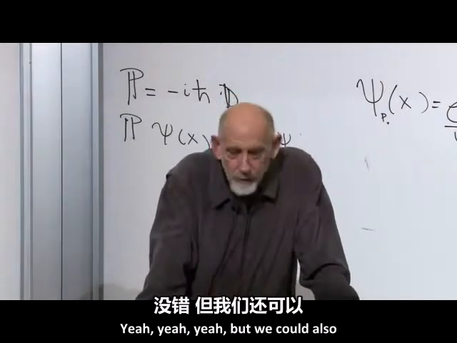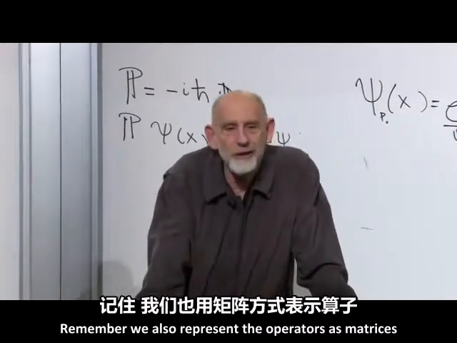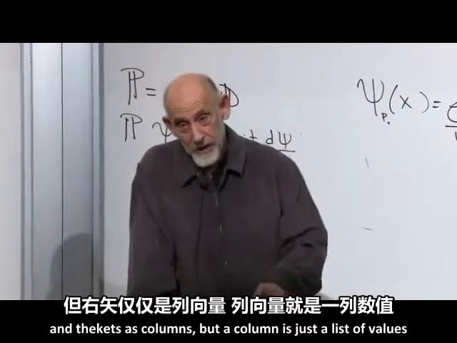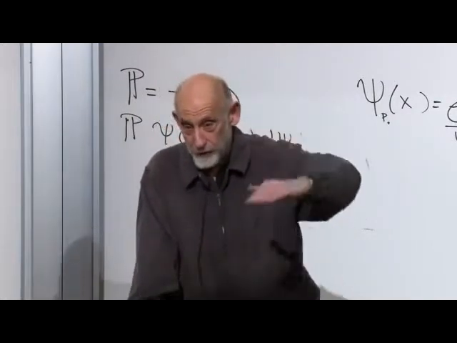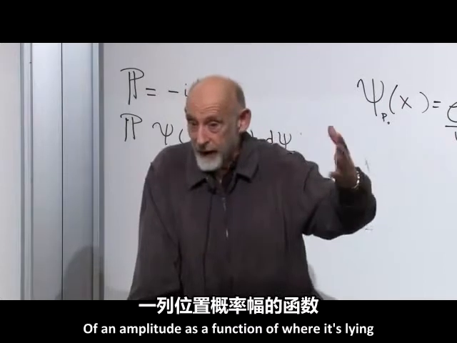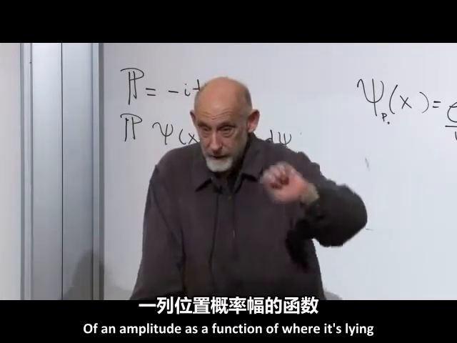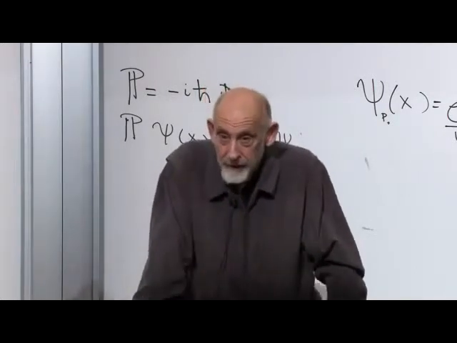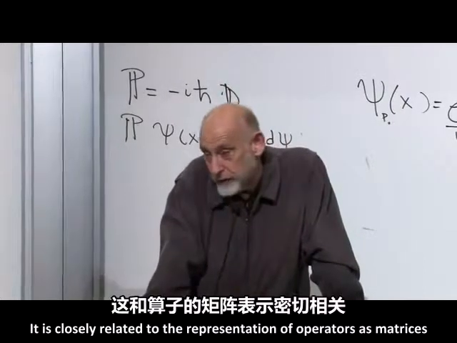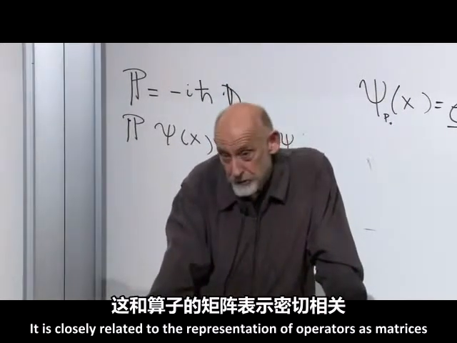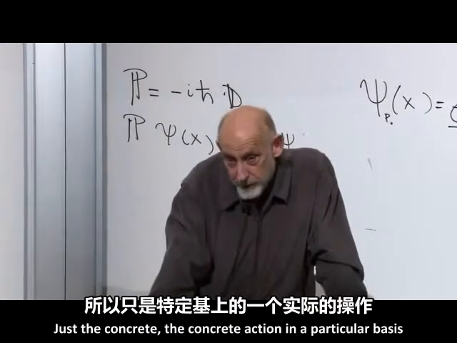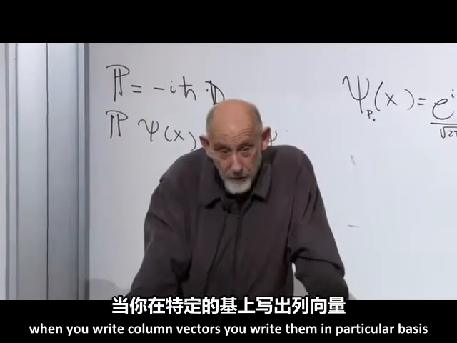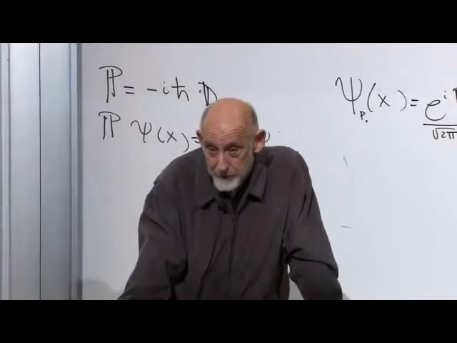Yeah, but remember we also represent the operators as matrices and the kets as columns. But a column is just a list of values of an amplitude as a function of an eigenvalue. So it really is the same thing. This is closely related to the representation of operators as matrices, just a concrete action in a particular basis. When you write column vectors, you write them in a particular basis. Right.